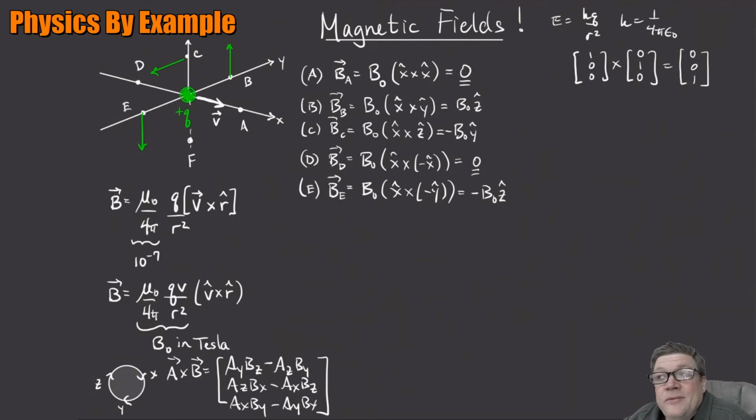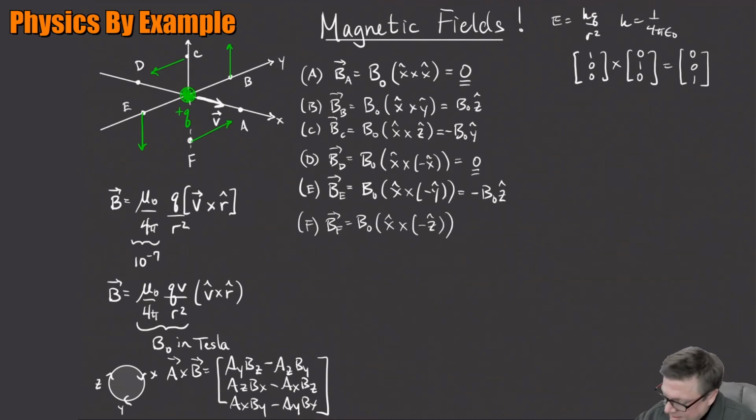Now that's starting to look kind of interesting, right? I can sort of predict, looking at what the magnetic field is doing at B and E, what it's going to do at F. I might predict that it's going to be going that way. All right, let's see. At F, the magnetic field is going to be B naught X hat cross... how do I get down there? I go minus Z, right? So X cross Z, I already said was minus Y, but now I got another minus sign, so it's just going to be plus B naught Y. So sure enough, it's going in the plus Y direction.